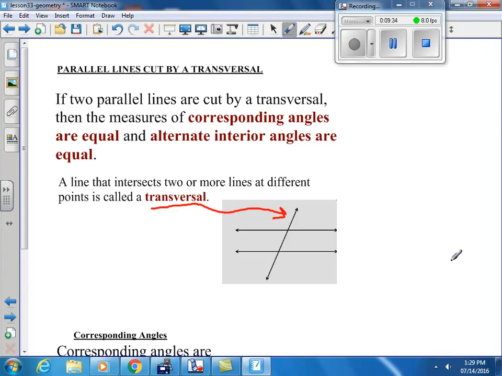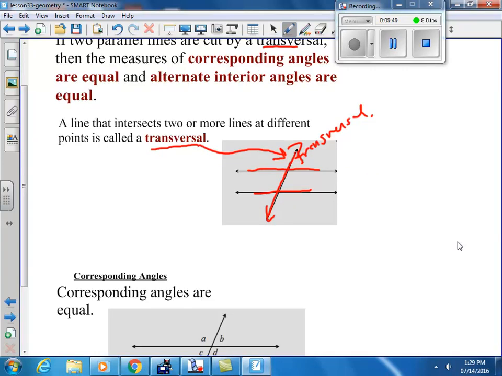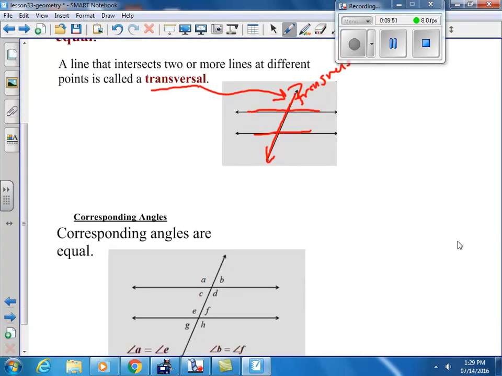If two parallel lines are cut by a transversal, I want to talk about that. Two parallel lines cut by a transversal is just this line shooting through them. How many angles are formed? The first thing you start to notice is 1, 2, 3, 4, 5, 6, 7, 8. Eight angles are formed, and they probably have certain relationships with each other.